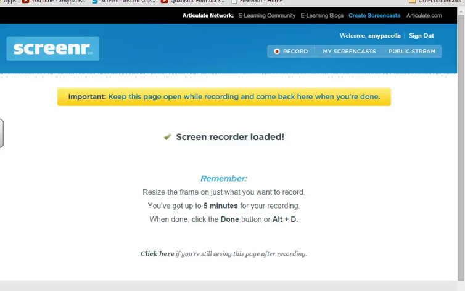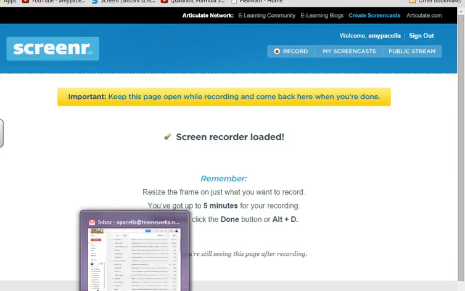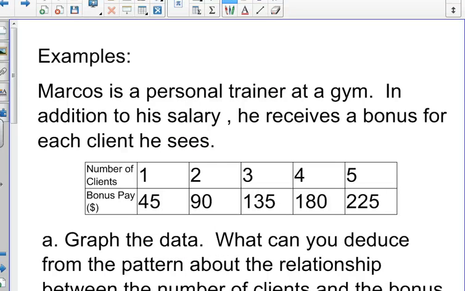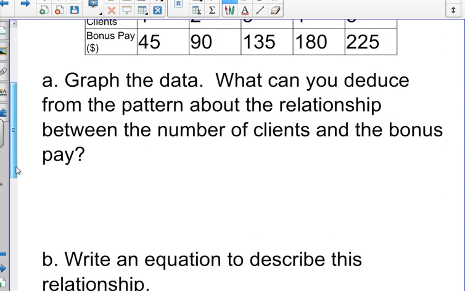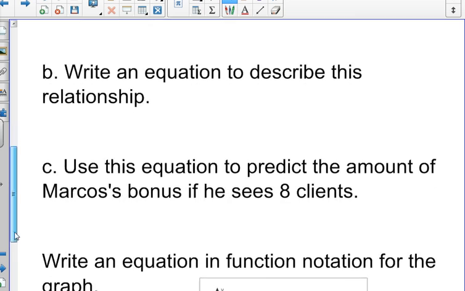Alright, here's some examples for chapter 3, lesson 6 on proportional and non-proportional relationships. We have: Marcos is a personal trainer at a gym. In addition to his salary, he receives a bonus for each client he sees. Graph the data. What can you deduce from the pattern of this relationship?